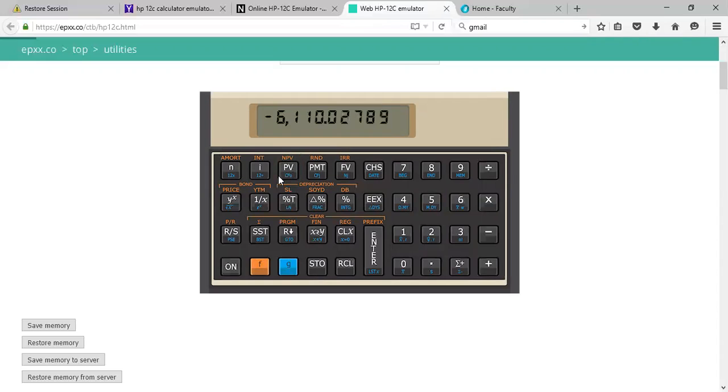So just hit the PV button and you'll see that $6,110.03 approximately is the present value. Okay. So that's the calculation of the present value. So again, all you have to do is input three known variables out of those five there, and we'll get to the PMT in a second here, in order to calculate a fourth unknown variable.